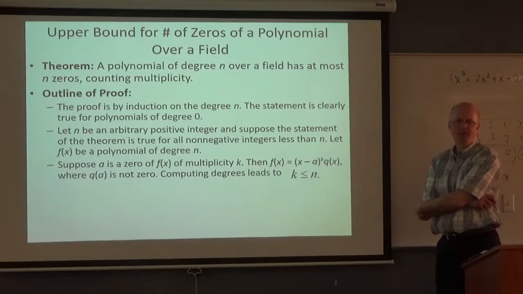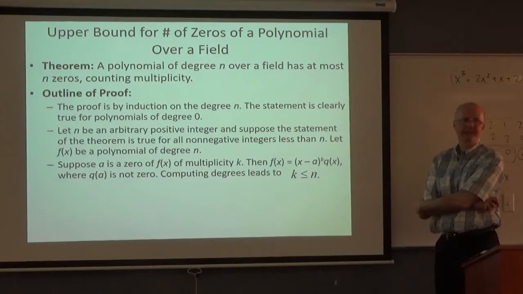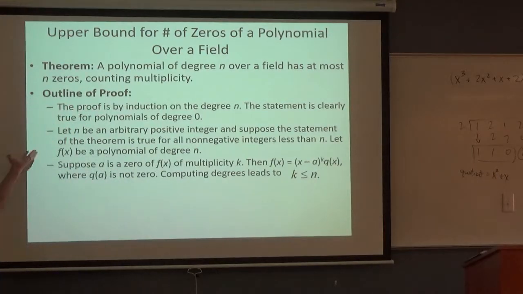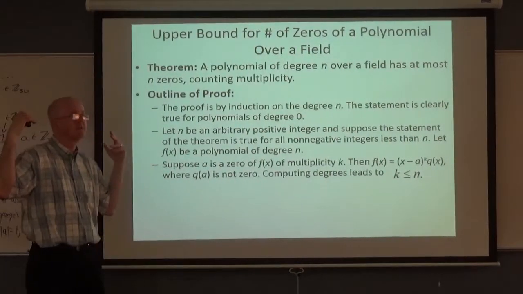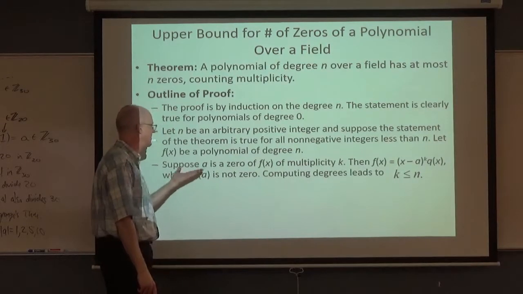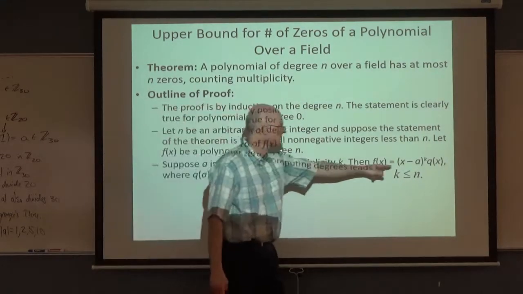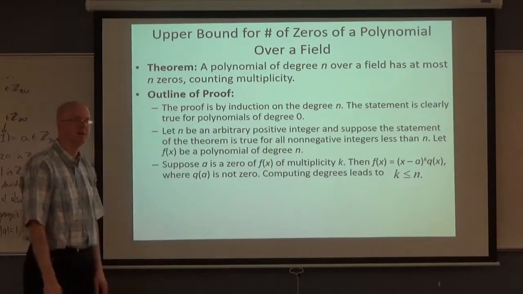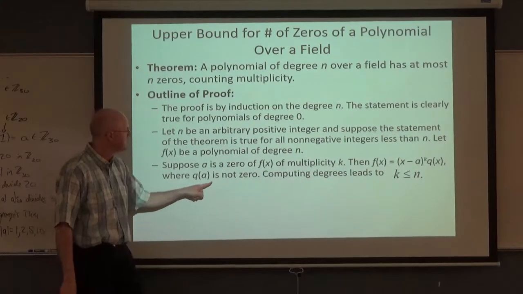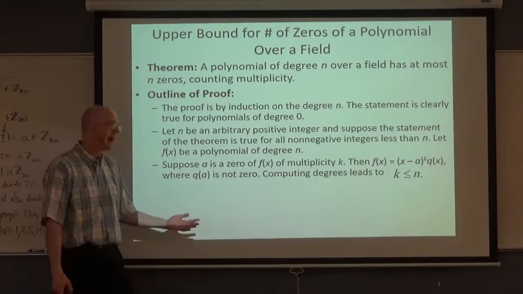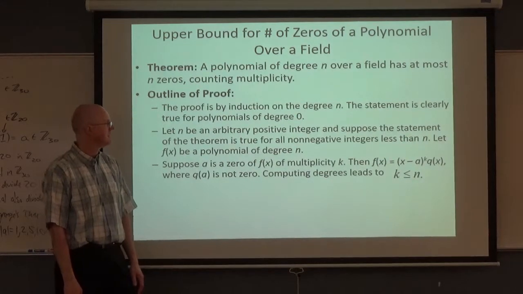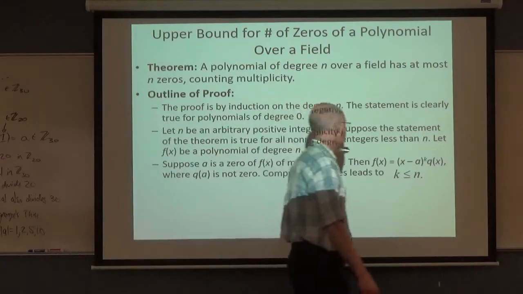Well, you use the definition, first of all, of what it means to have a zero of multiplicity k. Suppose f of x has a zero, call it a, that has multiplicity k. k could be 1, could be 2, could be 3. Most typically it's 1. Then what does that mean? By the definition of a being a zero of multiplicity k, we said this was true: f of x equals x minus a to the k times q of x. That was the definition of being a zero of multiplicity k, where, it's important to add this extra thing, q of a is non-zero. So q of x does not have x minus a as a factor, is the idea there. Computing degrees leads to the conclusion that k is less than or equal to n.